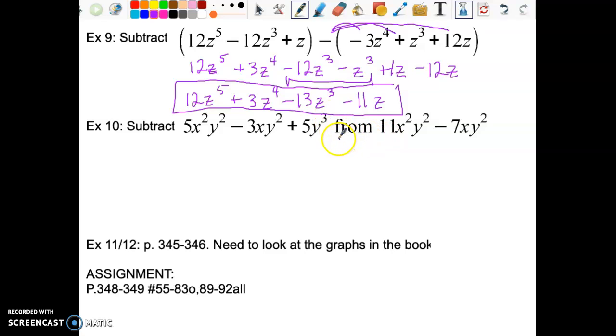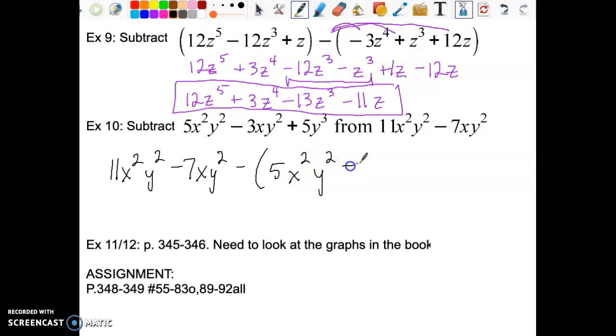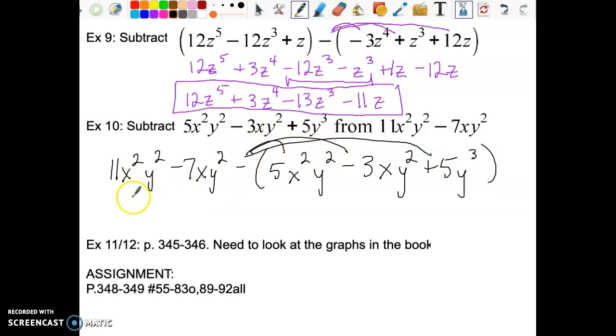Now be careful with this last one because the order does matter. The way they phrase it is it's actually 11x squared y squared minus 7xy squared minus the quantity of 5x squared y squared minus 3. Because the English language is confusing, when you say subtract something from something, you're actually flipping the order around. But again, notice how I'm distributing that minus in there.